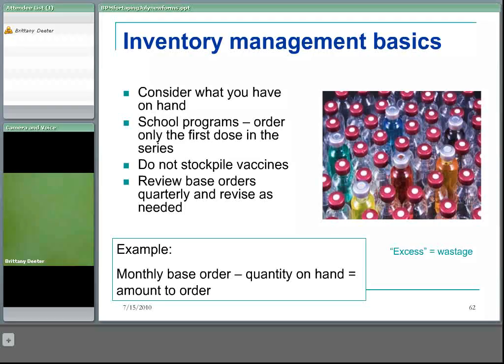Generally, the amount you want to order is your monthly base order minus the number of vaccines that you have on hand. That's the amount you want to order. If you keep tightly to that amount to order, then you're going to reduce excess, which is reducing wastage.